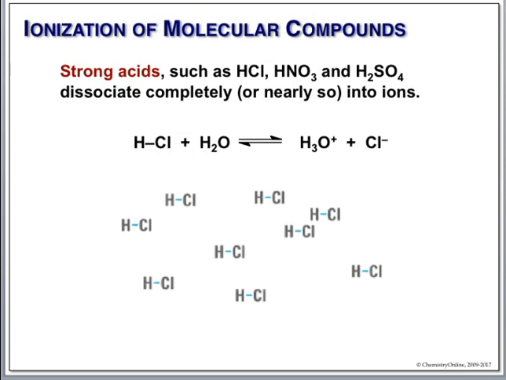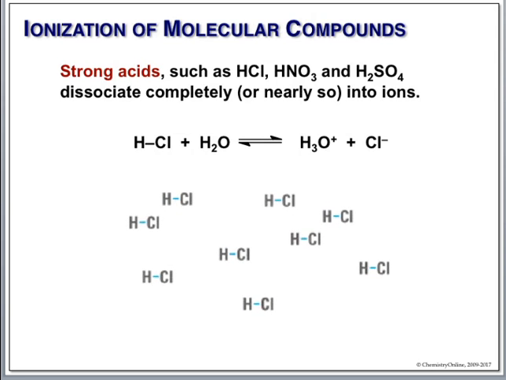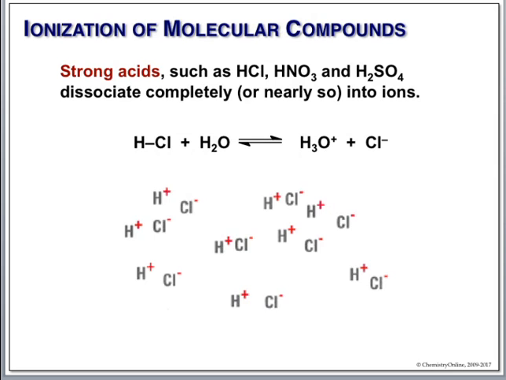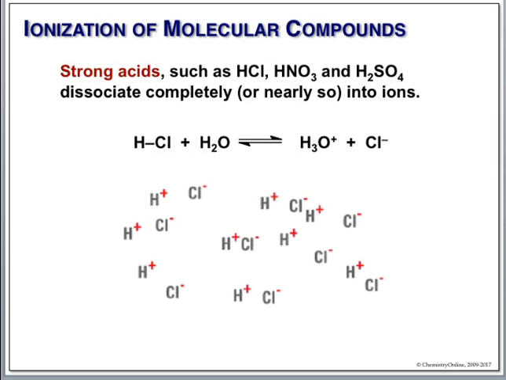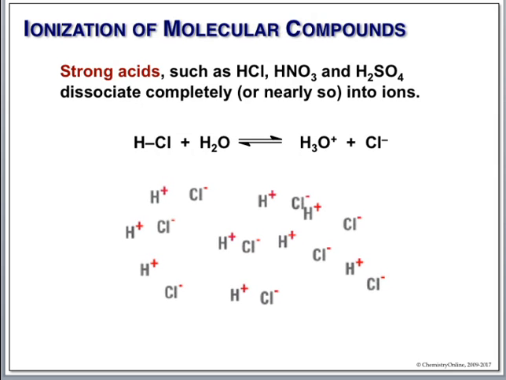A strong electrolyte is a compound that ionizes completely in solution. Hydrogen chloride breaks into hydrogen and chlorine ions. Hydrogen chloride is an example of a strong acid. When it hits water, it virtually 100% ionizes to hydronium and chloride.